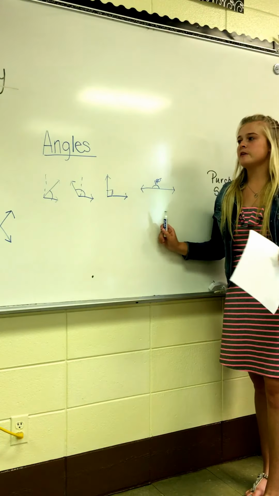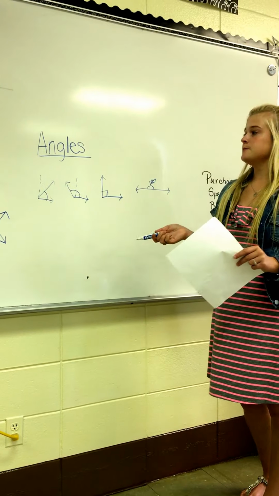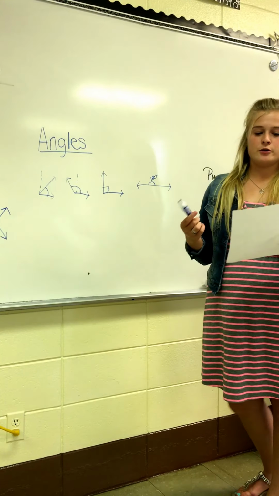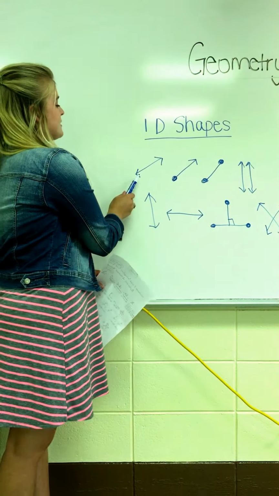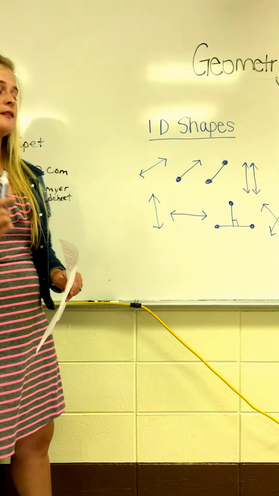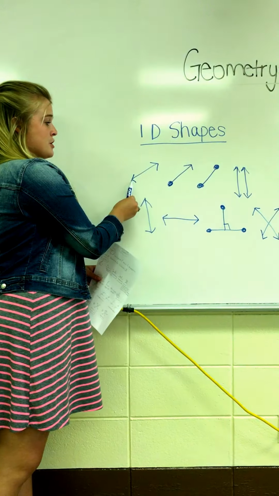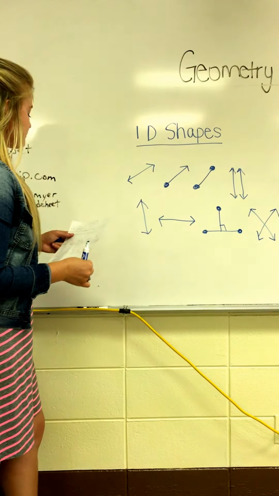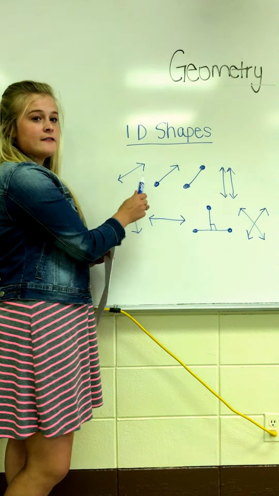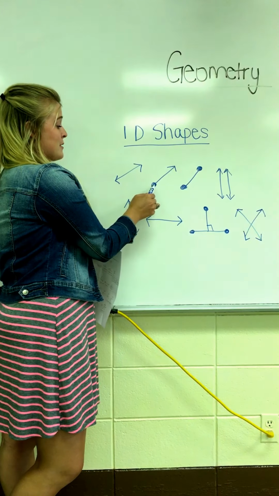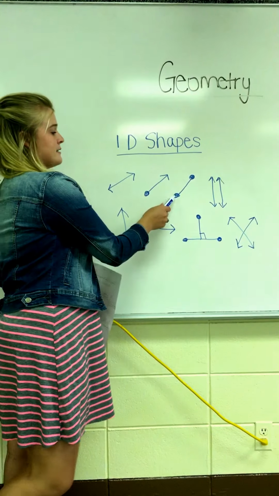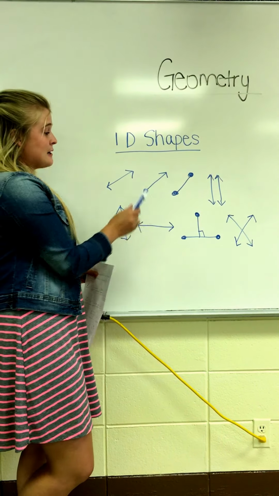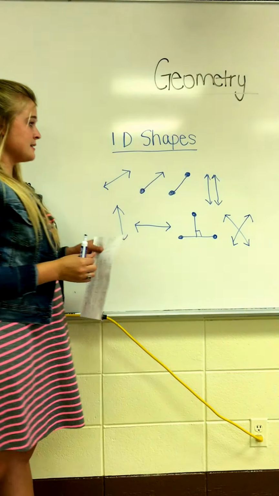So, now that we've gone over our one-dimensional shapes and our angles, let's go back and review. So, class, say it with me. What is this? Good, it is a line. A line means that it has what? No beginning and no end. Your next one? Very good, it's a ray. A ray has a beginning point, but no ending. Next, we have our line segment. Our line segment has a beginning and it has a definite end.